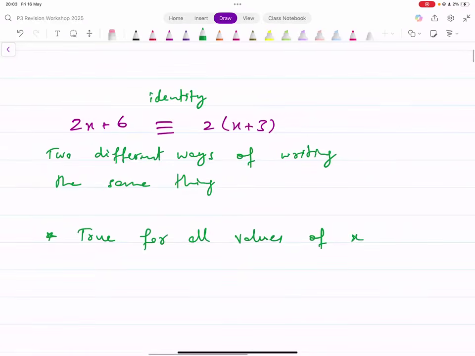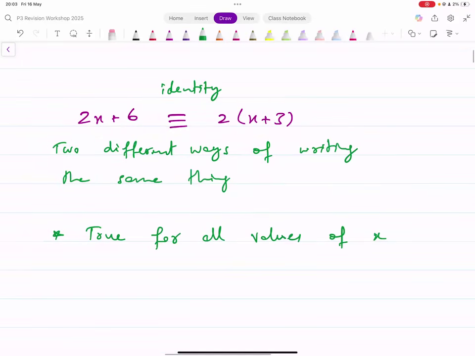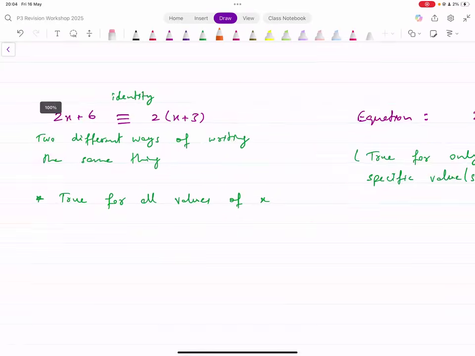Identity, on the other hand, is different. For example, if you have something like this, 2x plus 6, that's identical to 2 into (x plus 3). This is something that's true for all values of x. No matter what value of x you input in this, the left-hand side and the right-hand side will always be equal to each other. This is called an identity, because the left-hand side and the right-hand side are just two different ways of writing the same thing. Whatever you input on both sides will always be equal to each other.